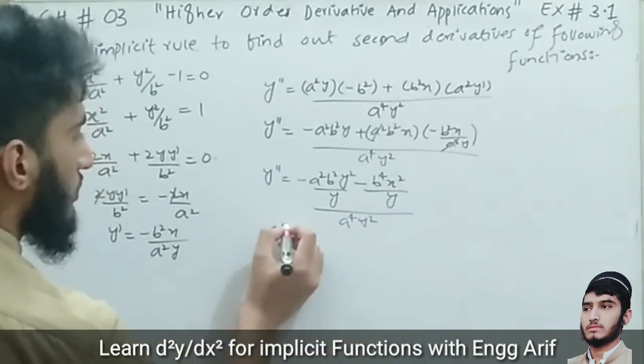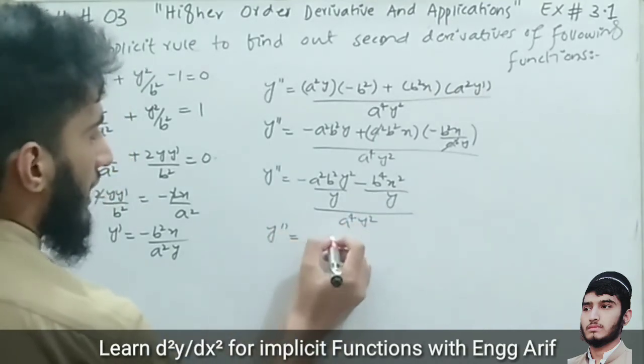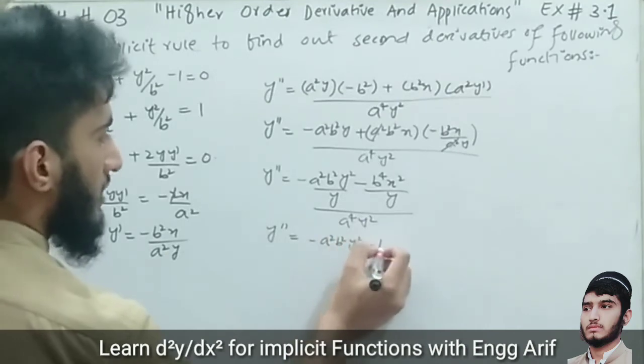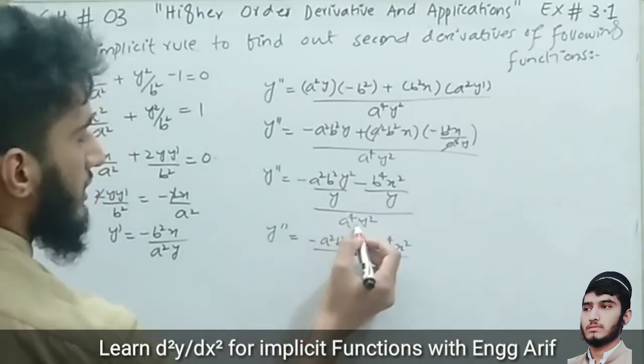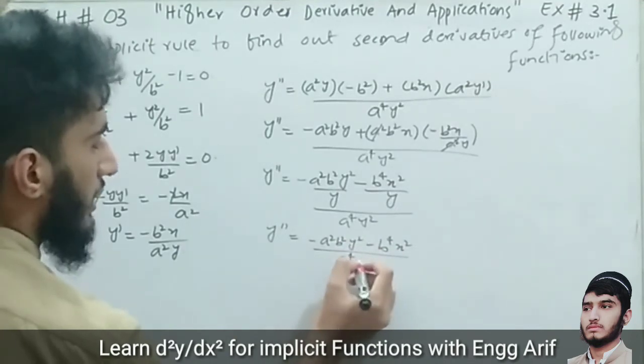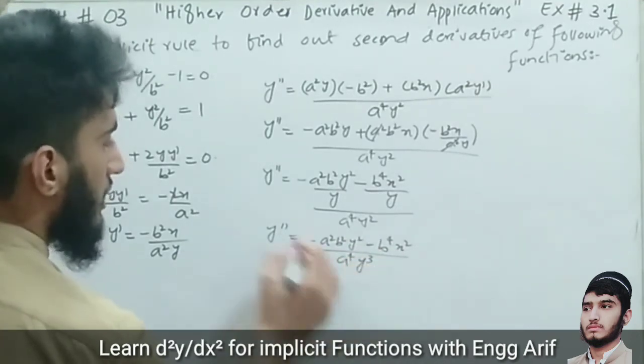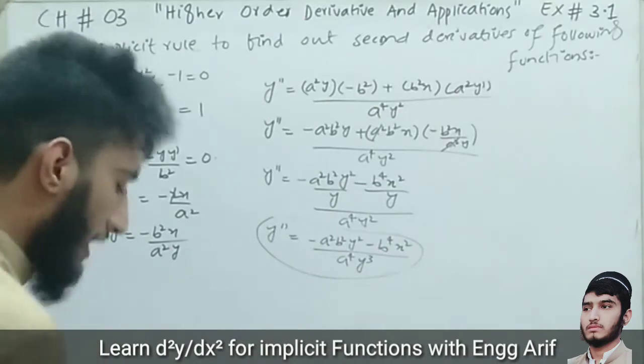So our y double dash will be minus a square b square y square minus b power 4 x square divided by y. The y will come to the denominator, so it becomes a power 4 and y raised to the power 3. So this is the required second time derivative.